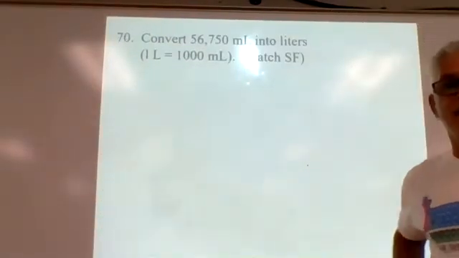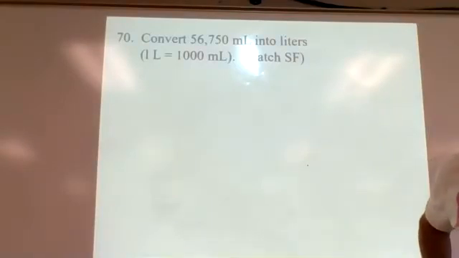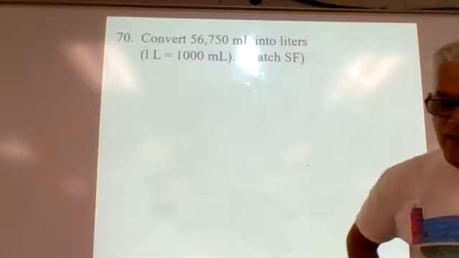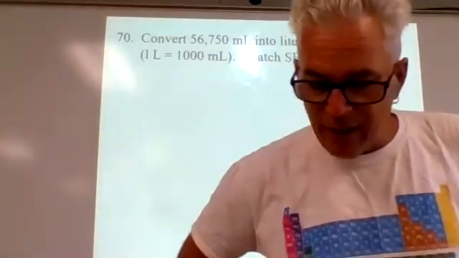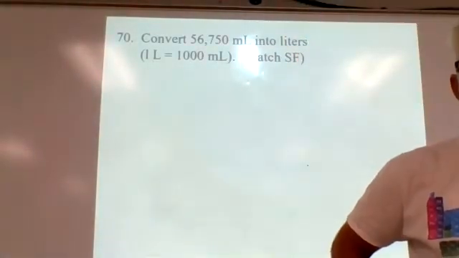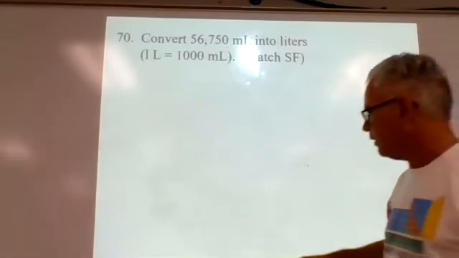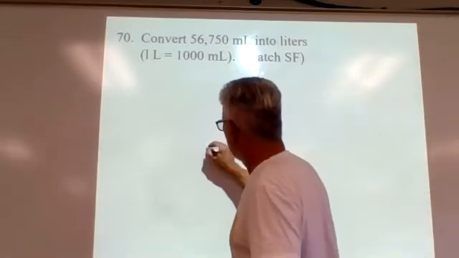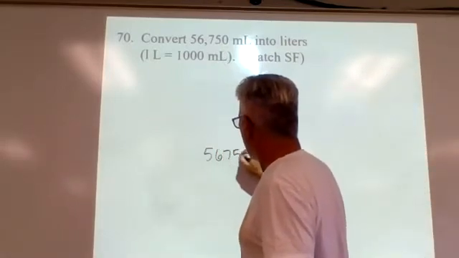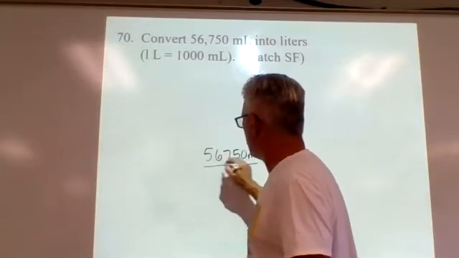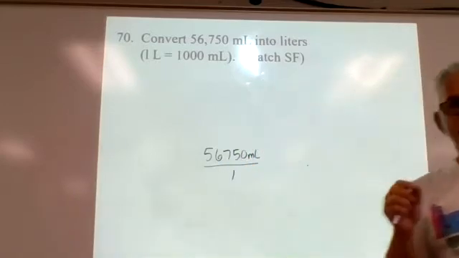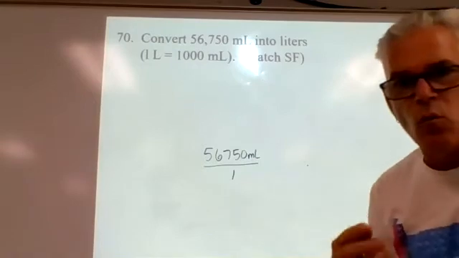Next up, number 70. This is a pretty big number of milliliters, 56,750. It's right here in the question, right? You can see it right there. Now, I happen to know that there's 1,000 milliliters in a liter, or 1 liter is 1,000 milliliters. That's our equality. Our starting point, 56750 mLs over 1. Always get your starting point and put it over 1.